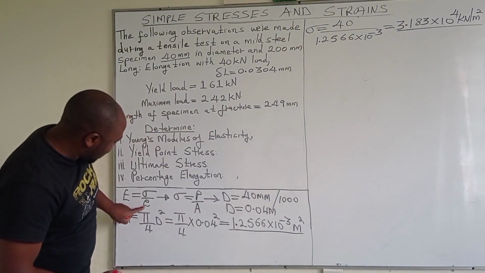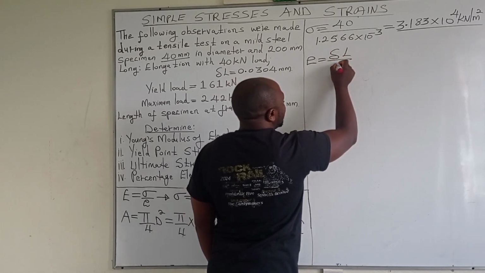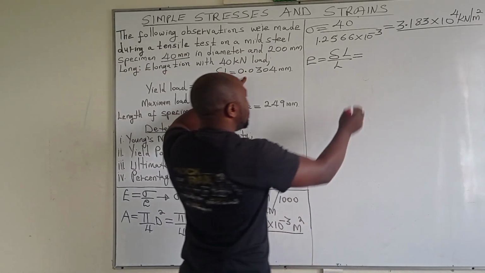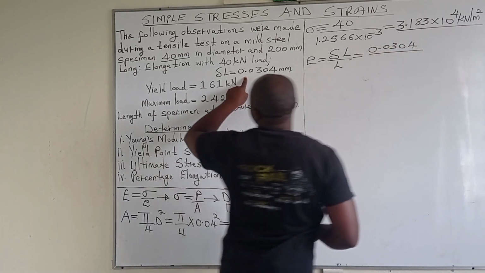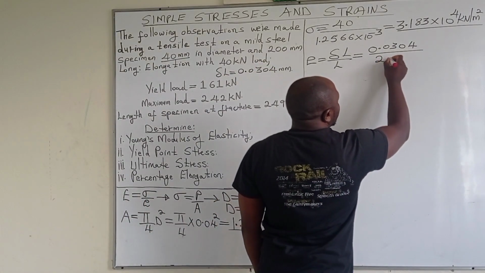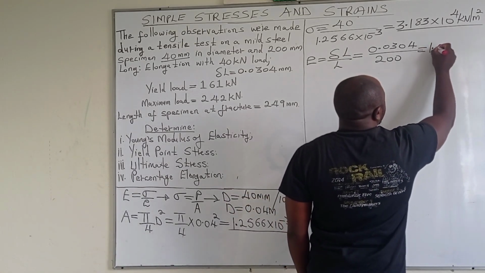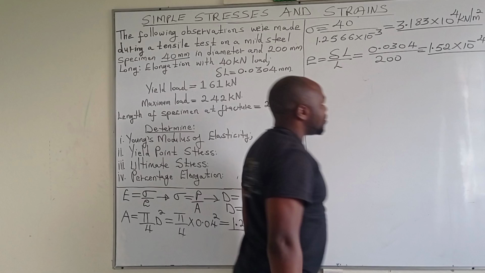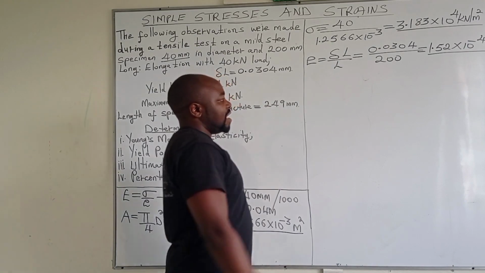From there, we need to get the strain, and we know that strain is given by change in length divided by the original length. The change in length of this specimen is 0.0304. The original length of the specimen is 200 millimeters long. So we divide that by 200. And this is going to give us a strain of 1.52 times 10 raised to the power of -4. Remember, strain doesn't have units because it is the ratio of lengths in the same unit.